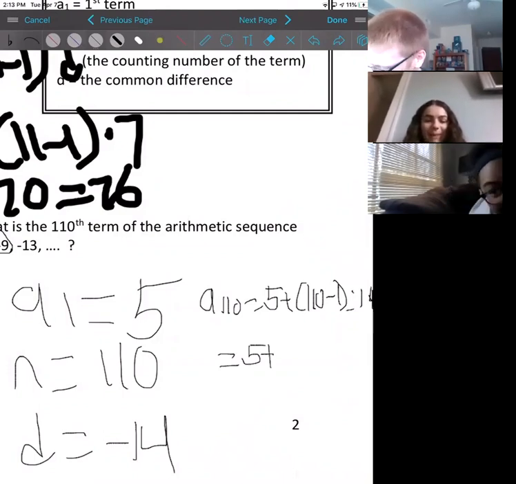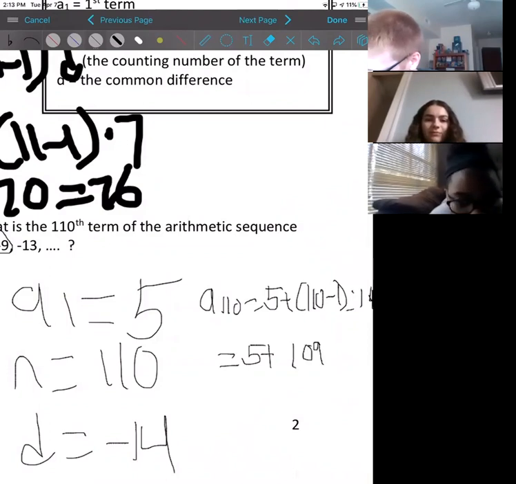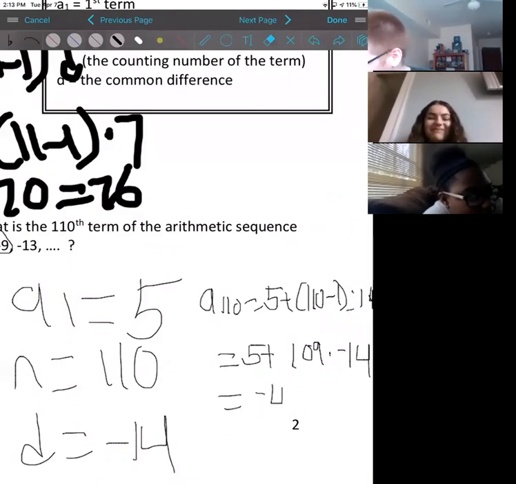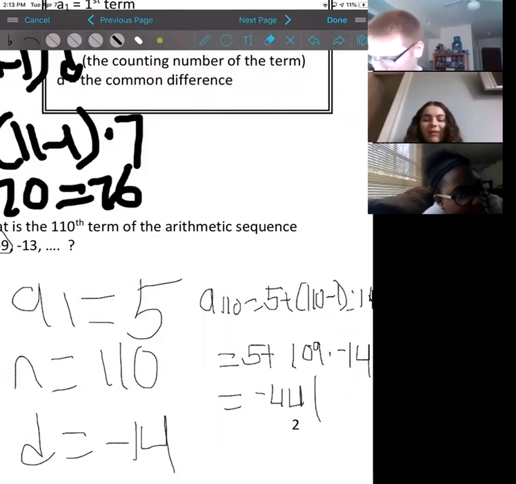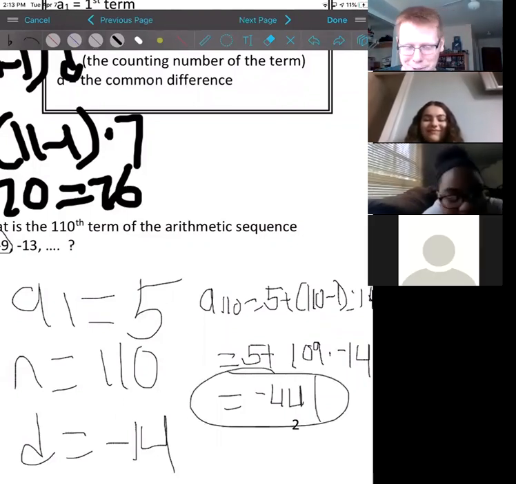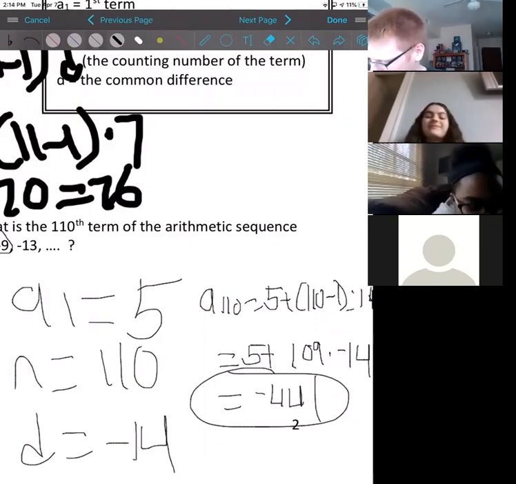Got you. So if you work this out, it'd be 5 plus 109 times -14. So if you plug this in your calculator, it's -441, or if you work it out mentally, if you're a galaxy brain like Christian. Hey, Christian, you missed it. We got 69.